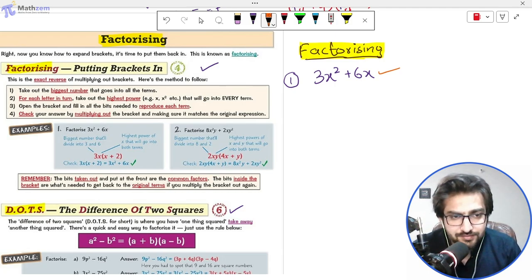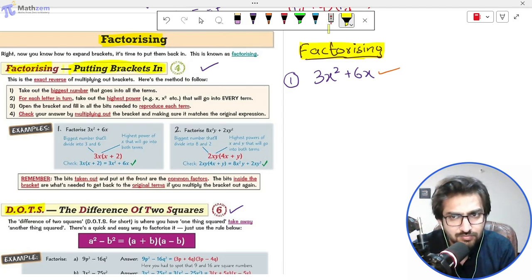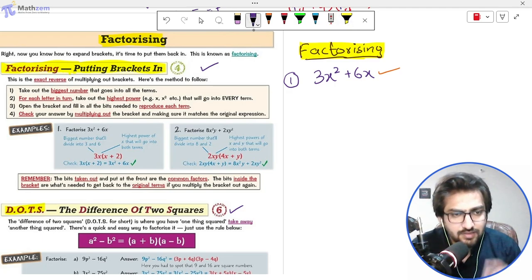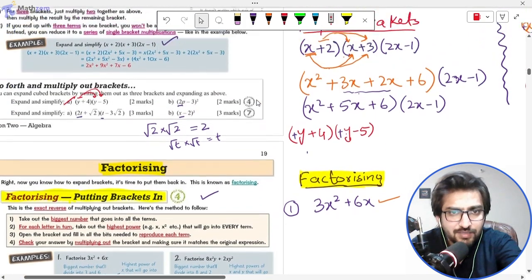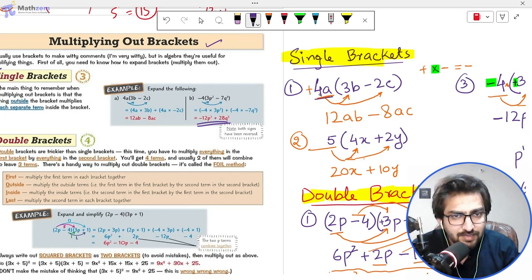All right, so this is a new concept which we are doing right now, called factorizing, putting brackets in. Okay, that is the name. By the way, it does not matter if you don't know the name; just knowing factorizing is enough. In the last lesson we actually multiplied brackets: we multiplied the 4a outside the bracket with each term inside, to make one complete bracket.